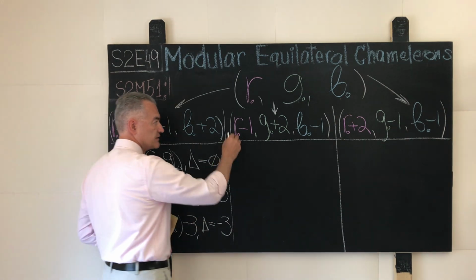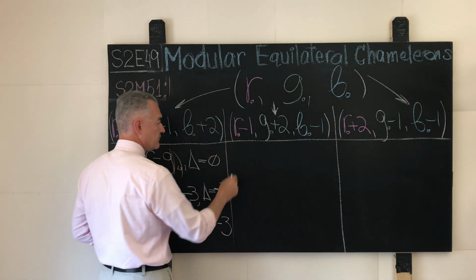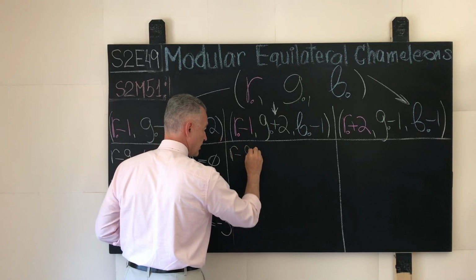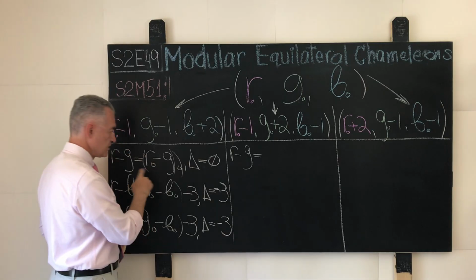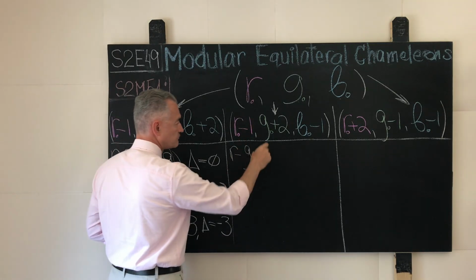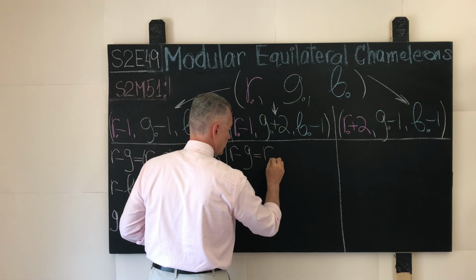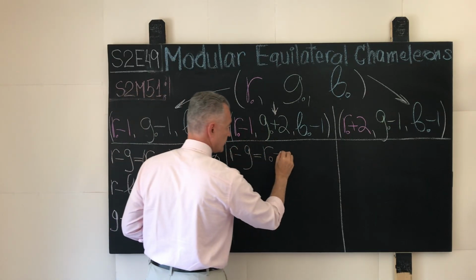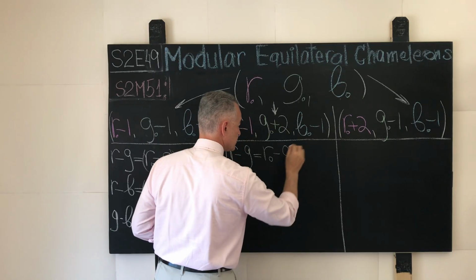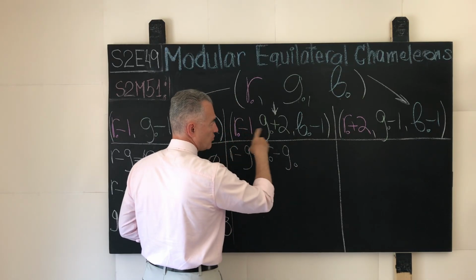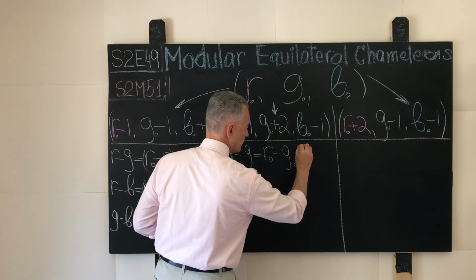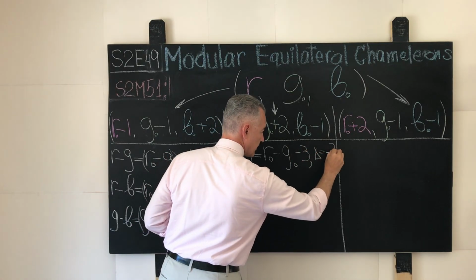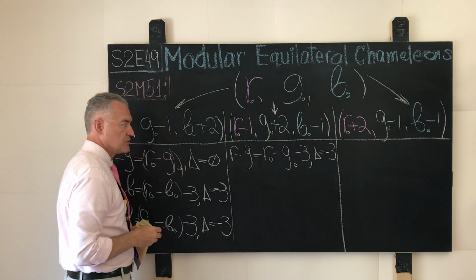Wonderful. Now we analyze the middle case in exactly the same fashion. The difference between the new number of red and green chameleons, just in the same fashion, will be what? The number of the red chameleons in the initial state minus the number of the green chameleons in the initial state. Negative 1 minus 2 will be negative 3. So the delta over here will be negative 3. We will record it carefully over here.